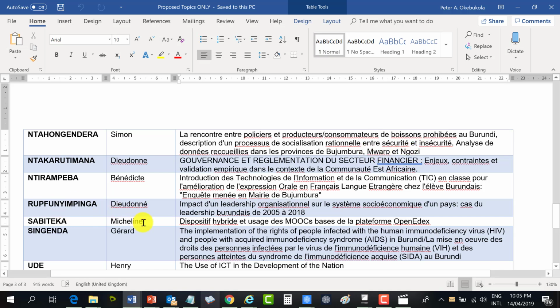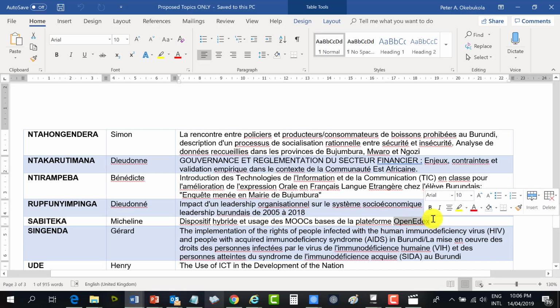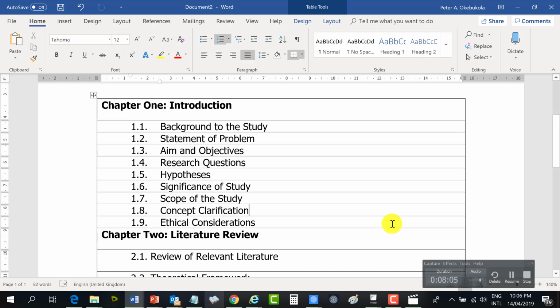Let's look at Micheline Sabiteka, who was the first to be listed in Group 3, but she presented towards the end. She's looking at MOOCs based on open edX. So that's the scope, open edX. We have quite a lot of MOOCs. I also developed some MOOCs. You have Coursera, you have edX, you have all of that, but she has defined the scope to open edX. So you have to define the scope of your study.